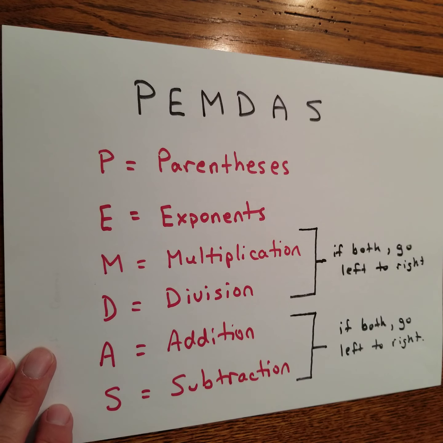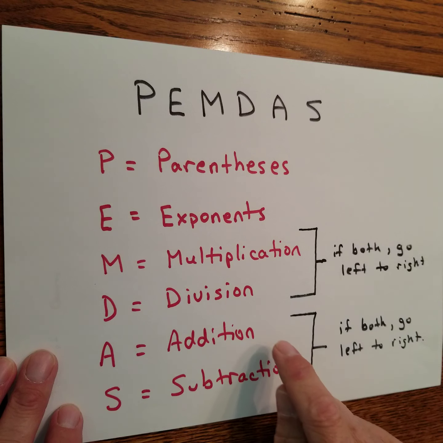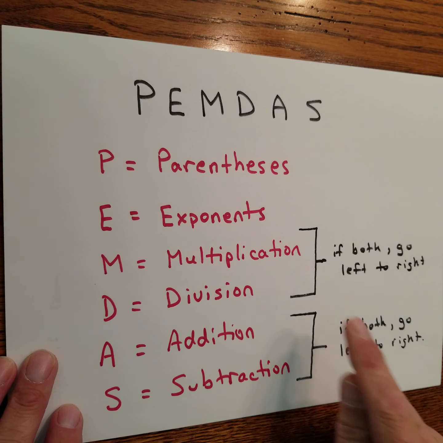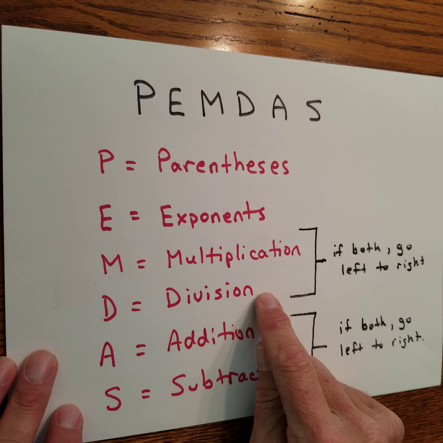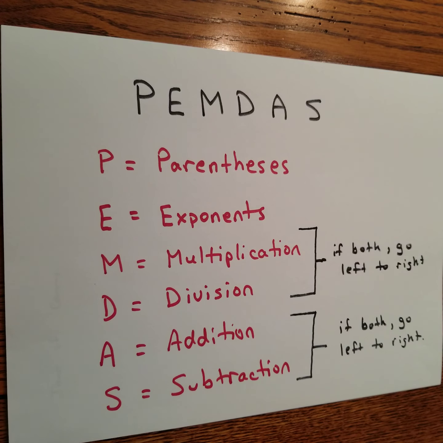Addition and subtraction happen last. And again, if you have both addition and subtraction in the same problem, you go left to right. It's not addition before subtraction. Those happen together, left to right. It's not multiplication before division. Those happen at the same time, and you go left to right.